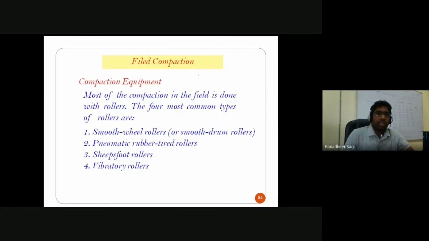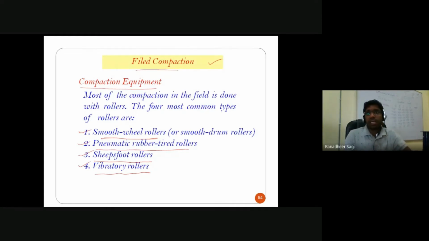Next, in the field, how do we carry out our compaction to achieve that so-called maximum dry density as per the lab test you have conducted? For achieving this compaction in the field, you have different equipment by which you can carry out the compaction. The most common types of equipment we come across in the field for carrying out compaction on a relatively bigger area are smooth wheel rollers, pneumatic rubber tired rollers, sheep foot rollers, and vibratory rollers. These are broadly the different types of compaction equipment we make use of in the field.